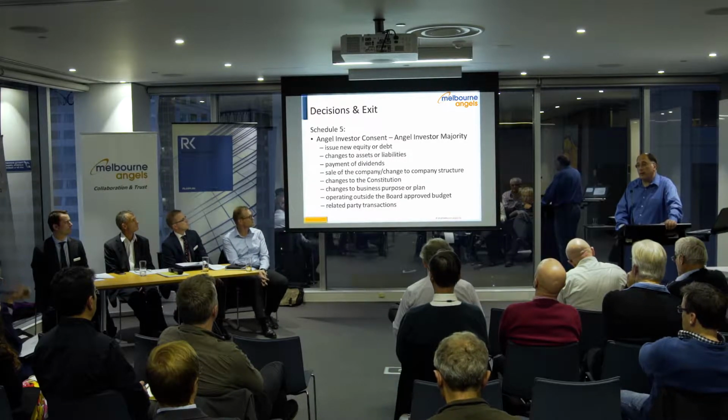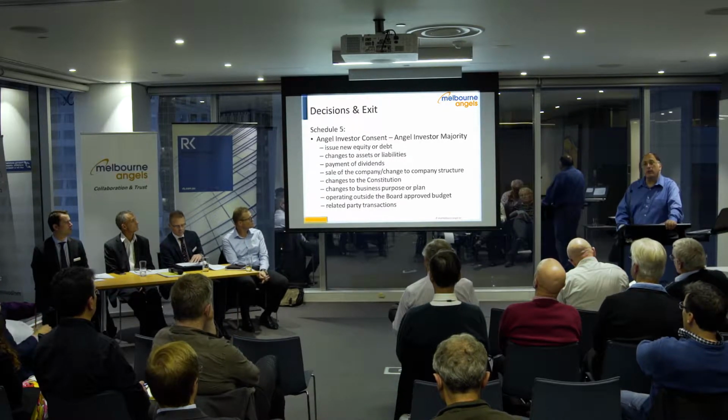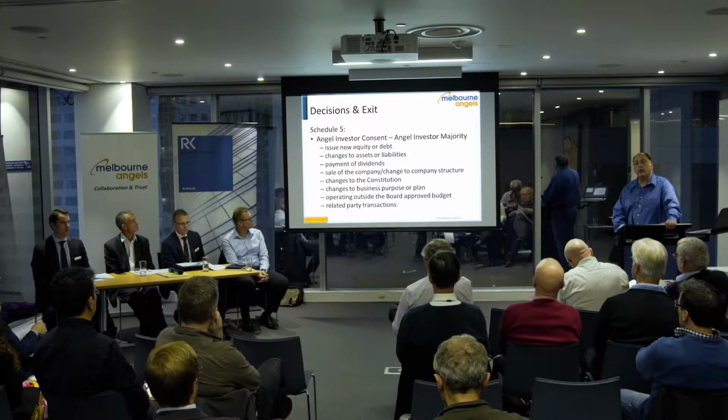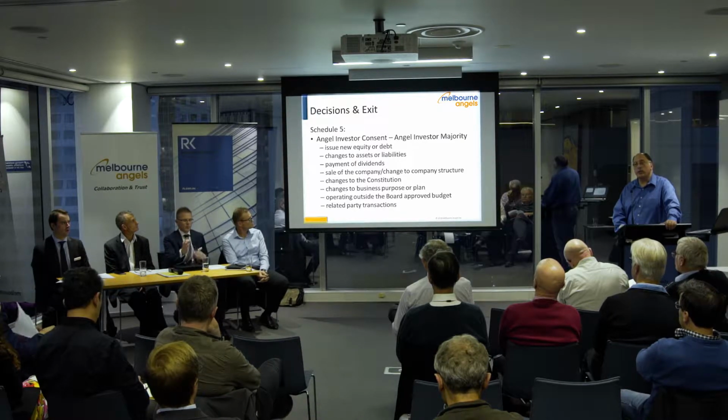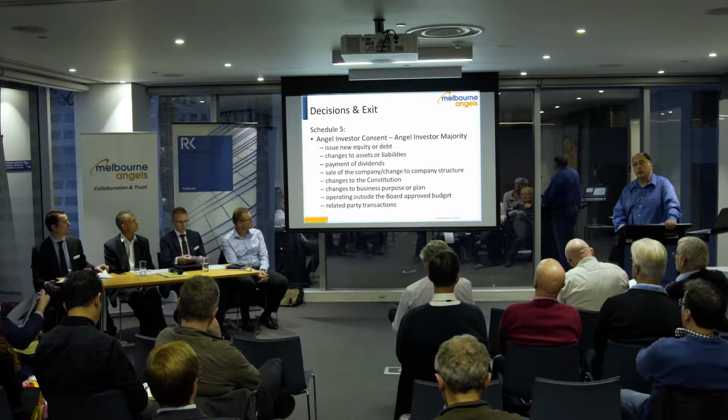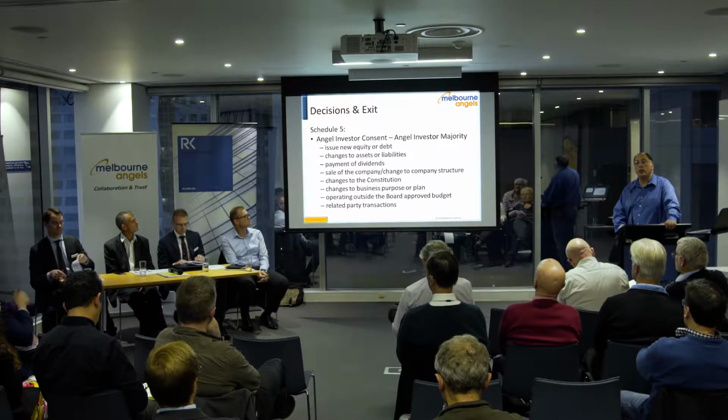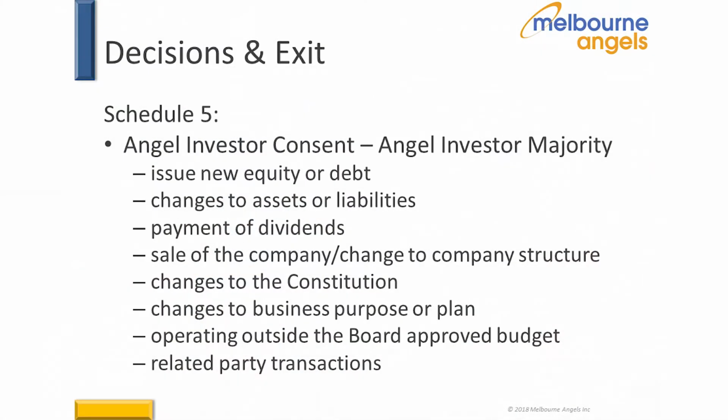Now, Schedule 5 documents all the different angel investor consent matters, all the different things where the company wants to do something and needs to get the consent of the majority of our investors. I've just listed some of the key ones here. The important thing is we don't control the company. We can't force the company to do something, but what we can do is require the company to present us with the information and its preferred action and get our approval to take that action.